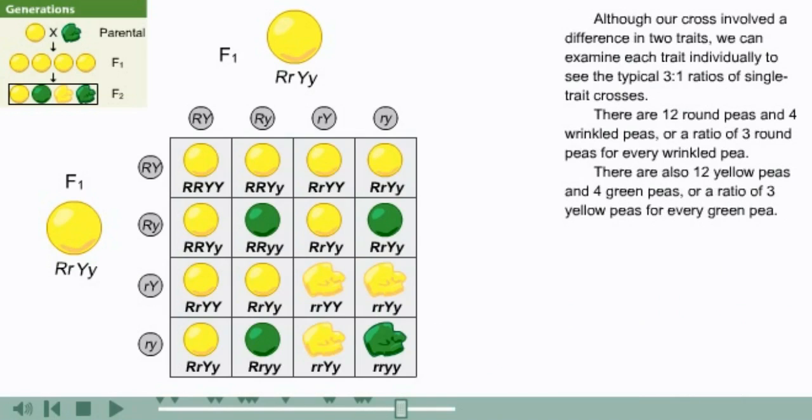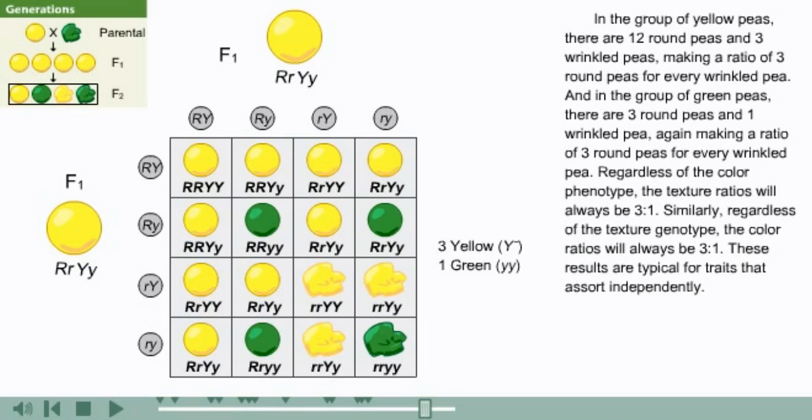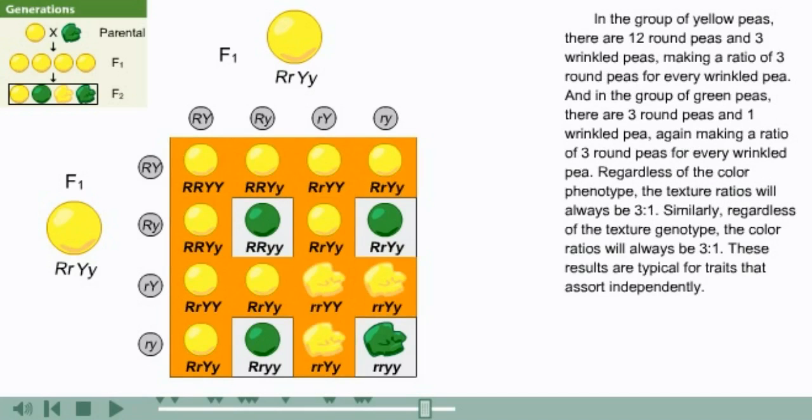Although our cross involved a difference in two traits, we can examine each trait individually to see the typical 3-to-1 ratios of single trait crosses. There are 12 round peas and 4 wrinkled peas, or a ratio of 3 round peas for every wrinkled pea. There are also 12 yellow peas and 4 green peas, or a ratio of 3 yellow peas for every green pea. In the group of yellow peas, there are 9 round peas and 3 wrinkled peas, making a ratio of 3 round peas for every wrinkled pea.